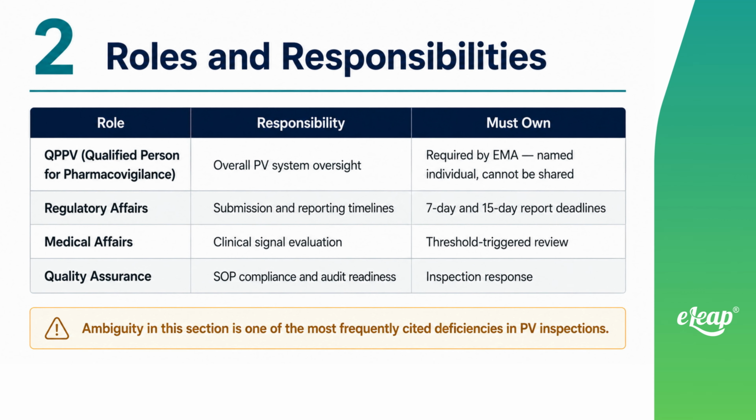Step 2 defines accountability. Your SOP must designate a qualified person responsible for pharmacovigilance, what the EMA refers to as the QPPV, or Qualified Person for Pharmacovigilance. Beyond that individual, the SOP should clearly assign responsibilities to regulatory affairs, medical affairs, clinical operations, and quality assurance. Ambiguity in this section is one of the most frequently cited deficiencies in PV inspections. Every function must know what they own and when they must act.